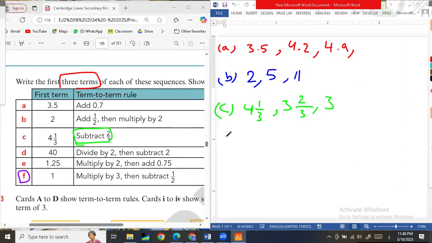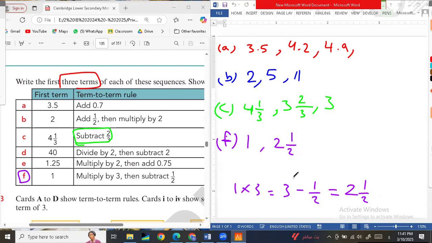All right, so question F says to you here, the first term is actually 1. What happens? You multiply each term by 3, then subtract half. So I'm going to do 1 multiplied by 3, which is 3. But then subtract the half. So what is 3 minus a half? 2.5. So here is the next term, 2.5.